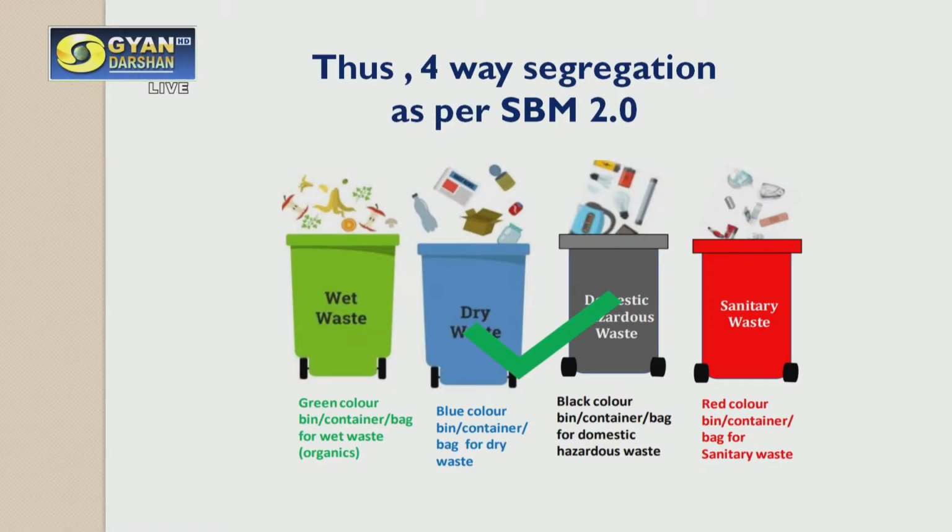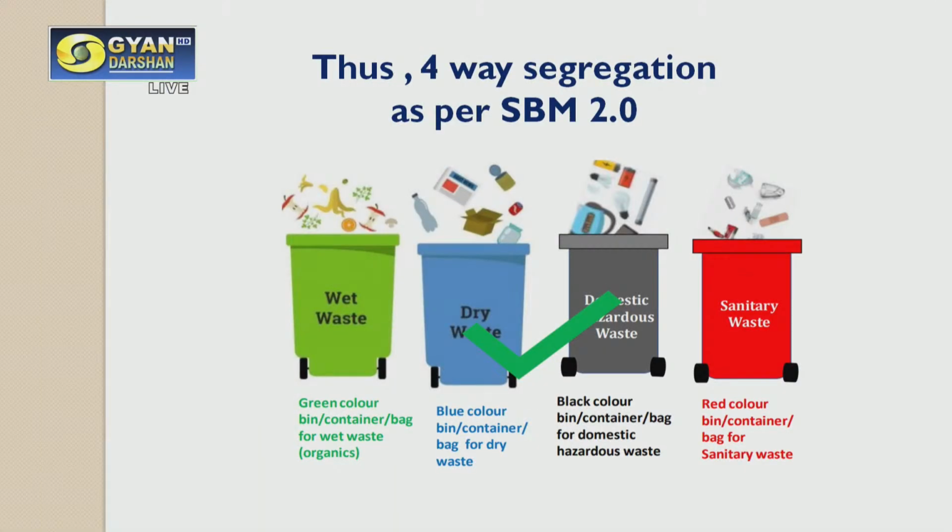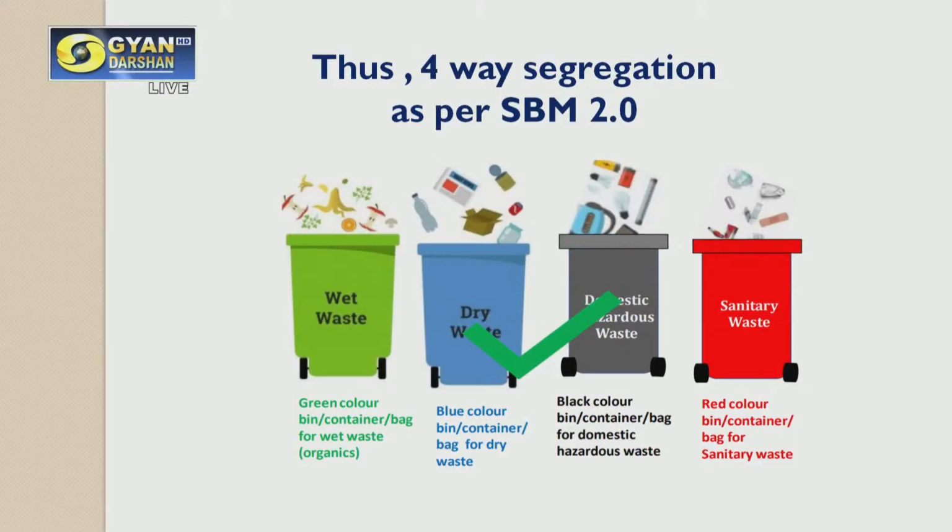Wet waste comprises all the biodegradable waste, which is wet, which is your kitchen waste. Then the dry waste comprises all the recyclables which are coming out, which contain paper and glass and various metals and all that. Then we have the black color. As I told you, it should be kept separately, and all the domestic hazardous waste which is coming out from our homes mainly should come under this, and red color is for sanitary.